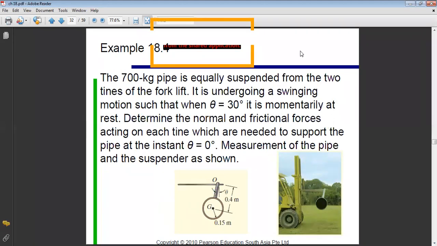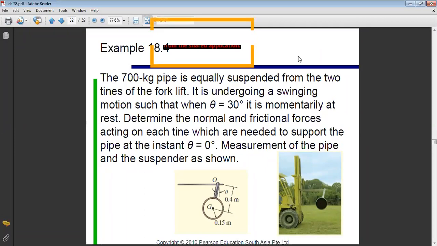Another problem. The 700 kilogram pipe is equally suspended from the two tines of the forklift. If it's undergoing a swinging motion such that when theta equals 30 degrees, it is momentarily at rest, determine the normal and frictional forces acting on each bar which are needed to support the pipe at the instant theta equals 0. Measurements of the pipe and the suspender are shown here.